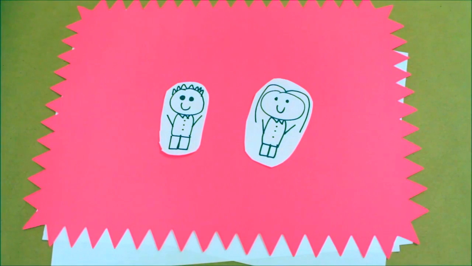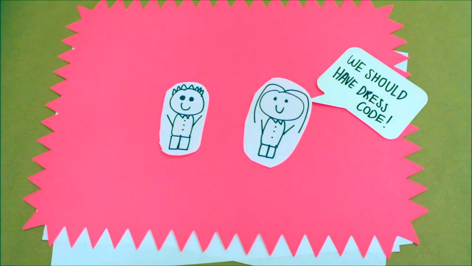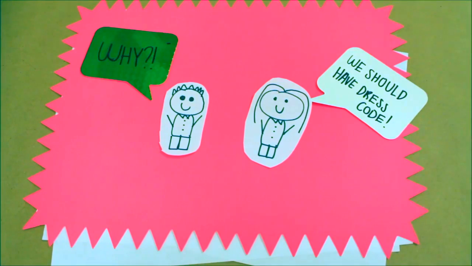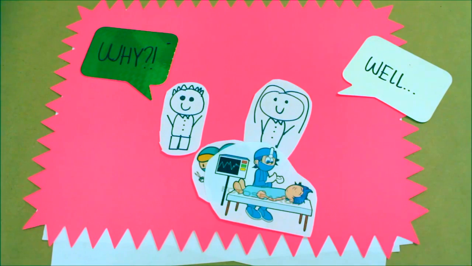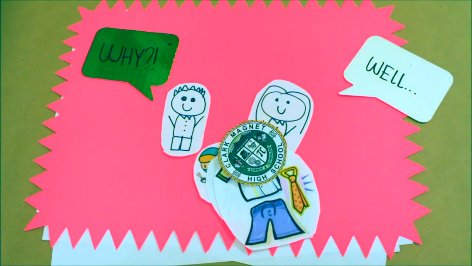Two Clark students, Henry and Sarah, are arguing about the dress code. Sarah tells Henry that we should have a dress code, and Henry asks why. Sarah responds by saying, "Well, surgeons have to wear scrubs as their uniform when they're operating on patients, so we should have to wear a uniform at school."